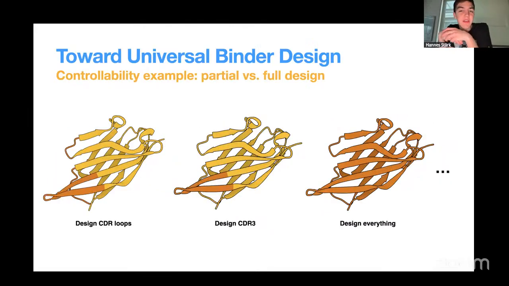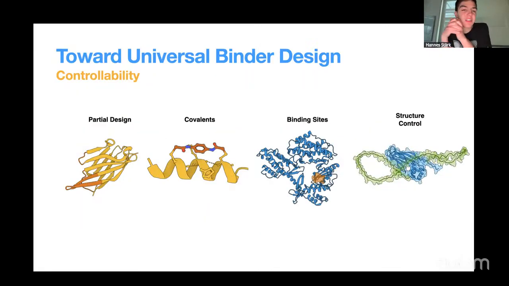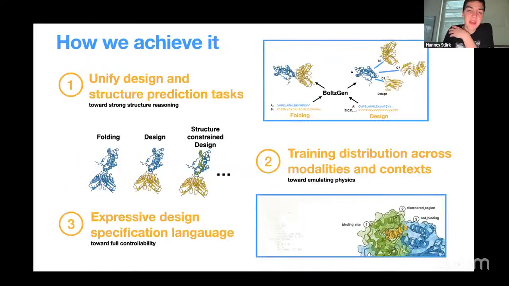And then just one example for controllability. What I mean with that is that sometimes our collaborators want us to design only these orange regions here in a protein, and sometimes they want us to redesign everything. And this is, so to say, the spectrum of possibilities for this partial design scenario, but this spectrum of possibilities also exists for binding sites or covalent bonds that the user might want to specify.